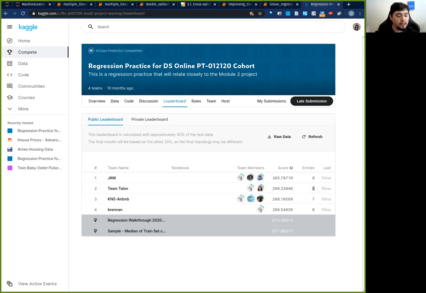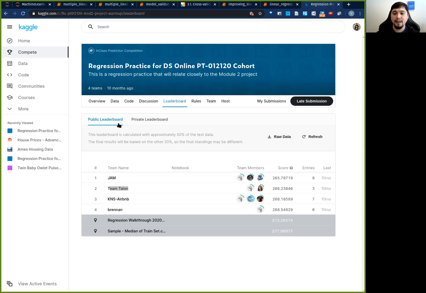So you can actually keep submitting new entries and seeing, it looks like, Team Talon doing a better job. Maybe I need to reevaluate how I'm doing my model. The reason why I like doing this is because it's good practice, because I'm giving you data, this training set, and then you're going to have to make a prediction off this test set. And then we're going to see how well you perform.